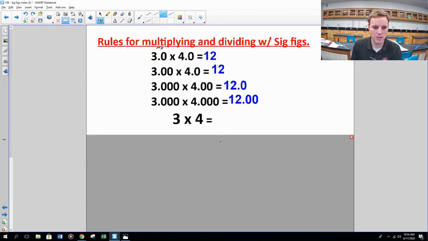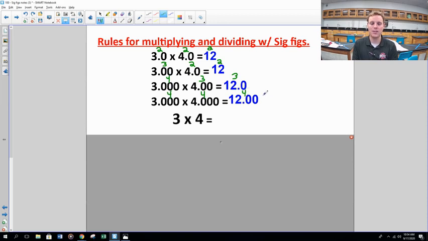So 3.0 has 2 SigFigs. That is a trailing zero, but there's a decimal, so it counts. 4.0 has 2 SigFigs. And notice our answer has 2 SigFigs. 3.00 has 3 SigFigs. 4.0 has just 2 SigFigs. And notice our answer remains at 2 SigFigs. 3.000 has 4 SigFigs. 4.00 has 3. And so our answer can have 3 SigFigs. When they both have 4 SigFigs, our answer can have 4 SigFigs.